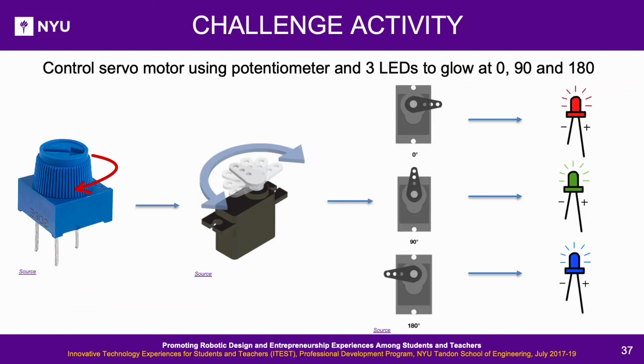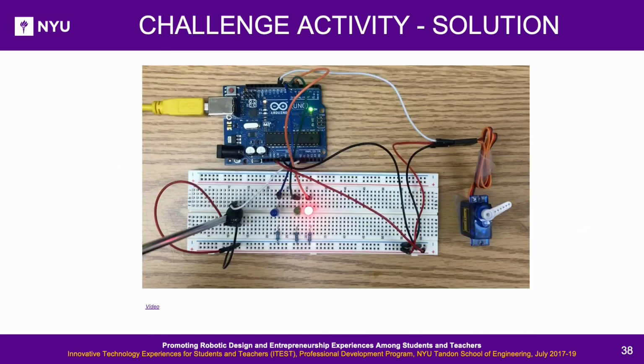Challenge activity. Control servo motor using potentiometer and 3 different colored LEDs to glow at 0 degrees, 90 degrees and 180 degrees. Pause the video here to attempt this challenge and hit play when you are done. Challenge activity. Solution. This is a demonstration video for servo control using potentiometer and indication using different LEDs when the servo header reaches 0 degrees, 90 degrees and 180 degrees.